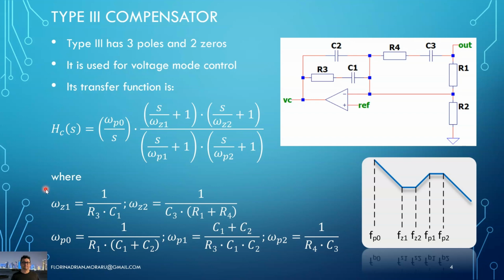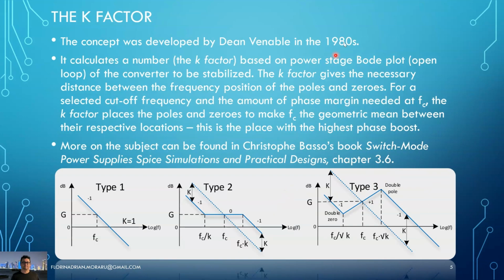So rather than doing a manual placement of the poles and zeros, we will use the k-factor method. The k-factor method concept was developed by Dean Venable in the 80s, and it is very nicely presented by Christophe Basso in his book Switch Mode Power Supplies, SPICE Simulations and Practical Designs. Actually, the short explanation here is extracted from Basso's book.